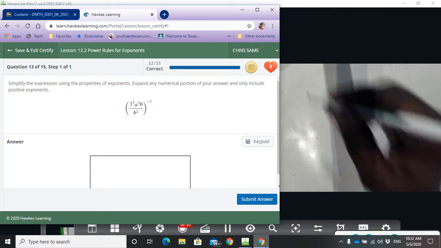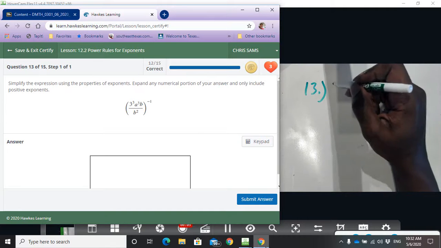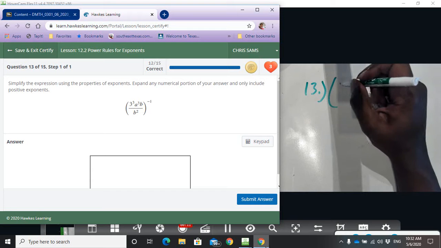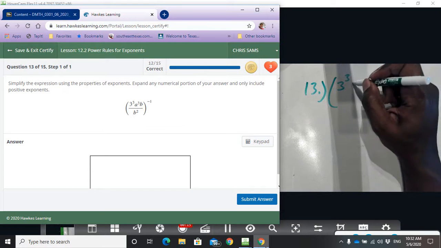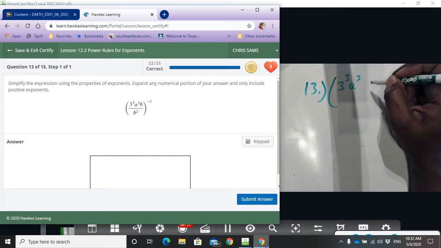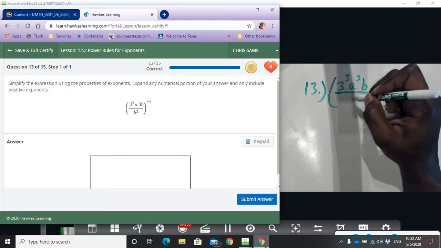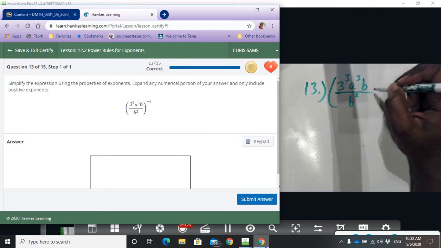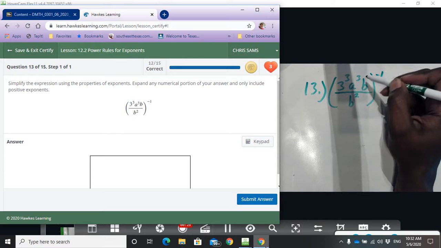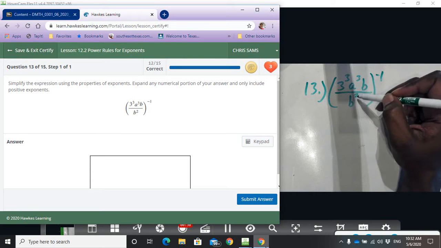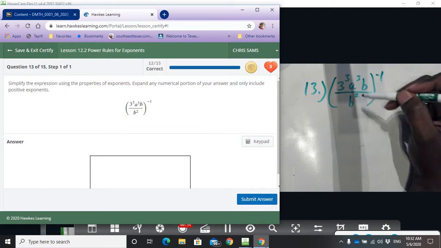Alright, number 13, we're raising this problem to the -1 power. So we have 3 to the third, a to the third, b, all over b squared, raised to the -1. Since this exponent is a 1, none of the exponents are going to change value. The negative is just going to cause them to get moved in the opposite location.